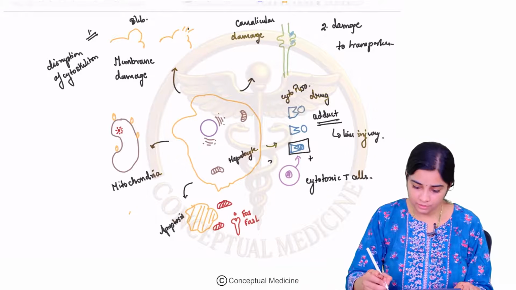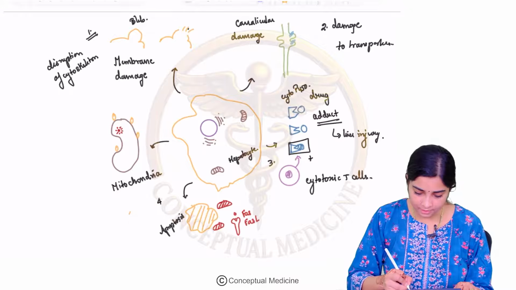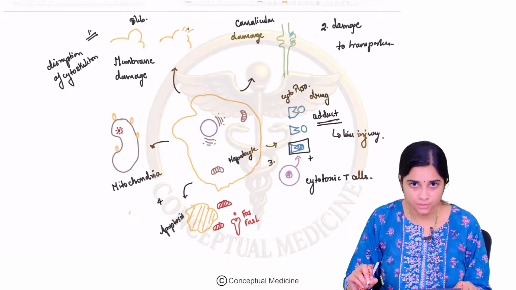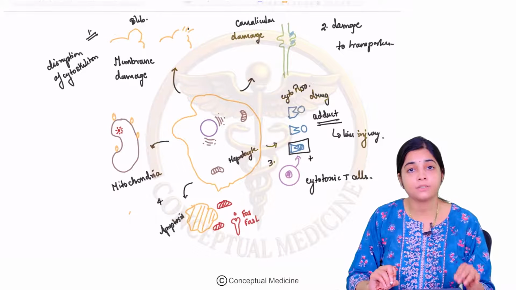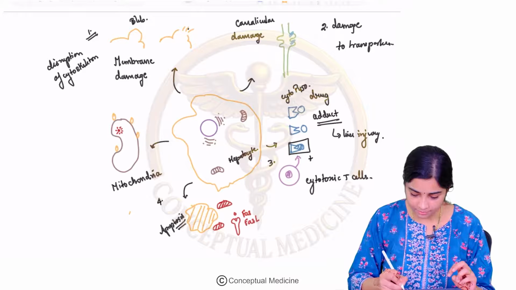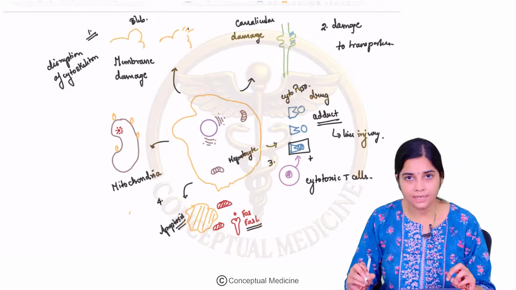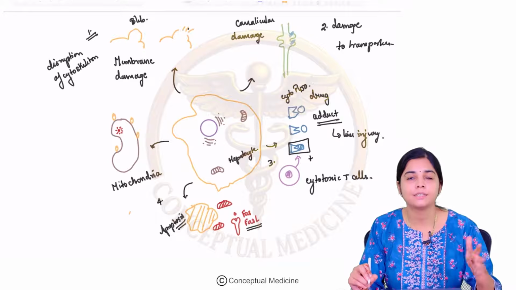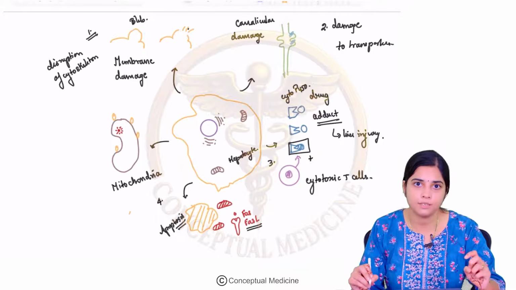Okay? So that is your third mechanism. Fourth mechanism is that whenever there is damage to the hepatocytes, it can trigger apoptosis by itself. There can be activation of the Fas-Fas ligand or programmed death cell ligand, and there can be apoptosis of your hepatocytes.